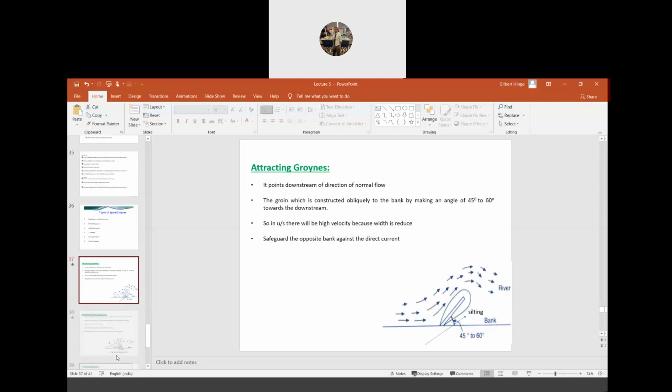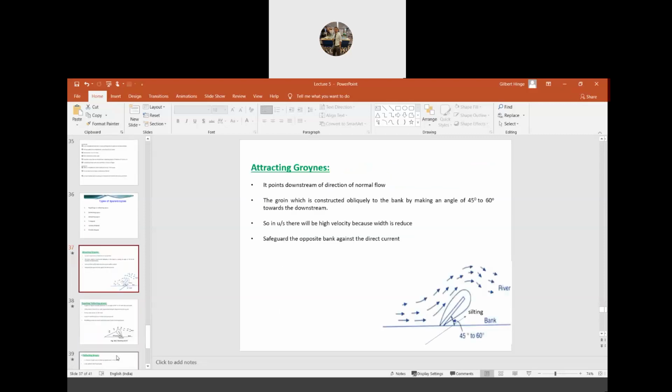In the case of an attracting groin or spurs, this spurs points downstream in the direction of flow. We generally put this spurs at an angle of 45 to 60 degrees towards the downstream end. So what happens here? When the water flows like this in the upstream, the velocity will be very high, and this area needs to be protected with stone because it will be eroded.